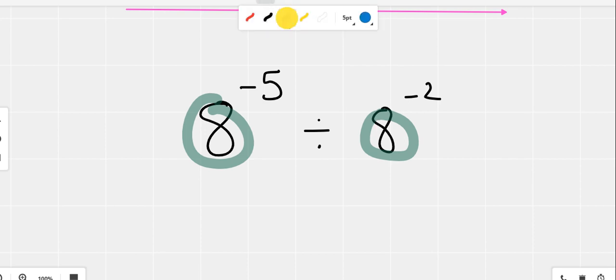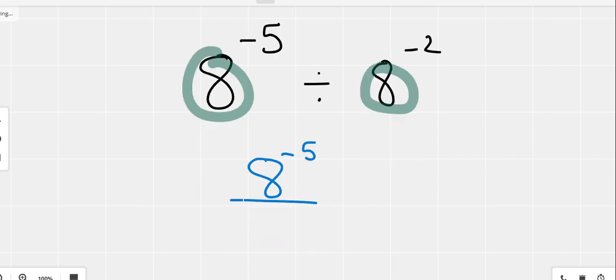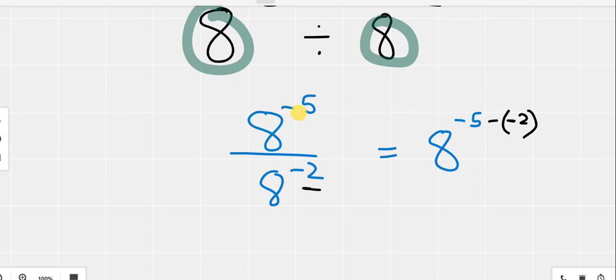So I'm going to write it here, 8 to the power of minus 5 divided by 8 to the power of minus 2. Now because of the rule, I'm going to write here 8 just once, minus 5 as it is, and the other minus sign because of division, and I will use black color for that. And next for the 2, I will put a bracket, and then I will write minus, and then I will write here 2. This was the minus 2 that I got from the bottom part, and minus 5 that I got from the top part, and in the middle there is a negative sign.